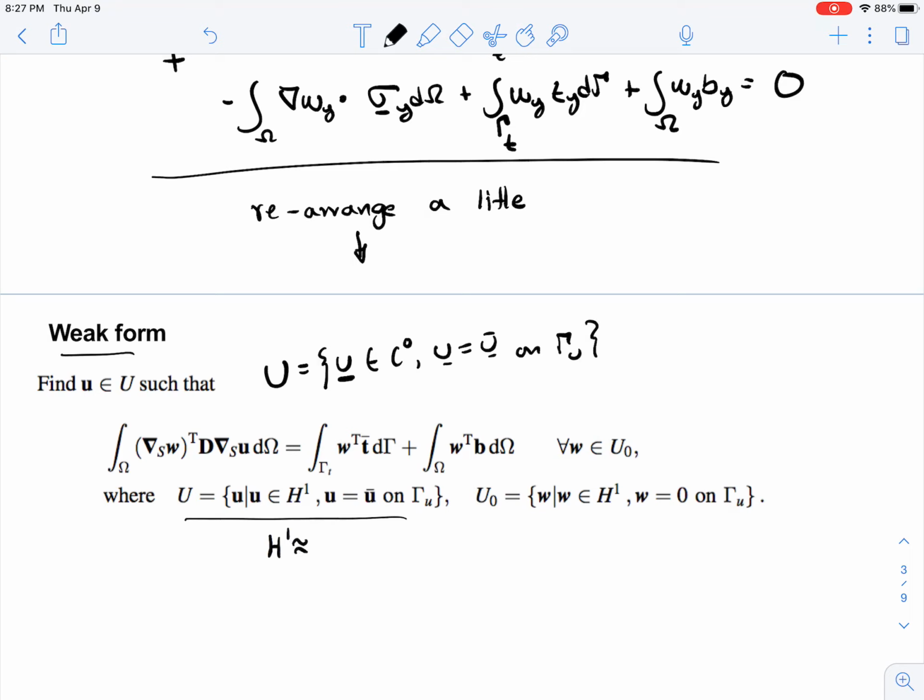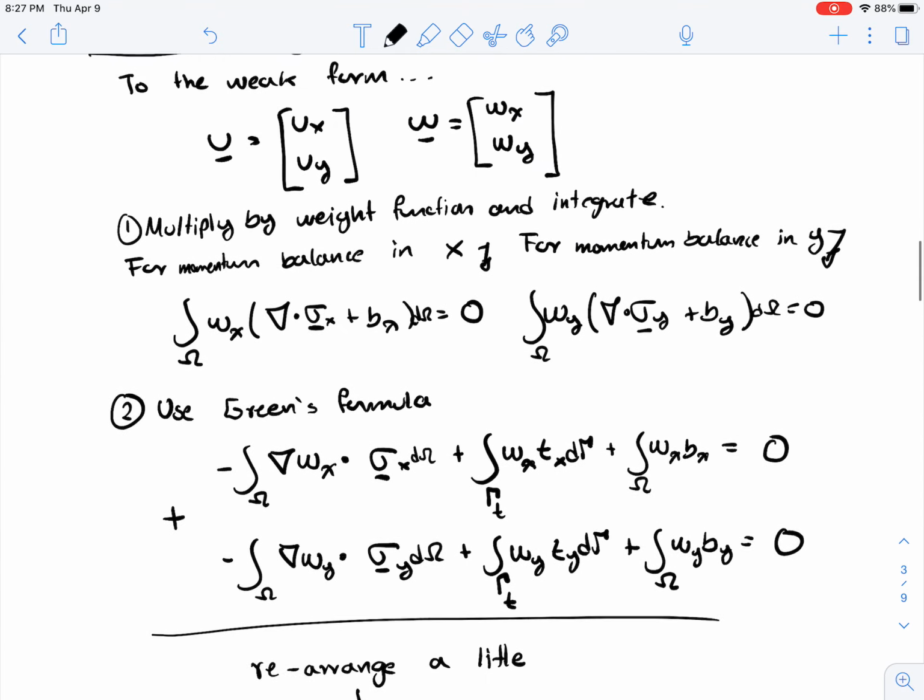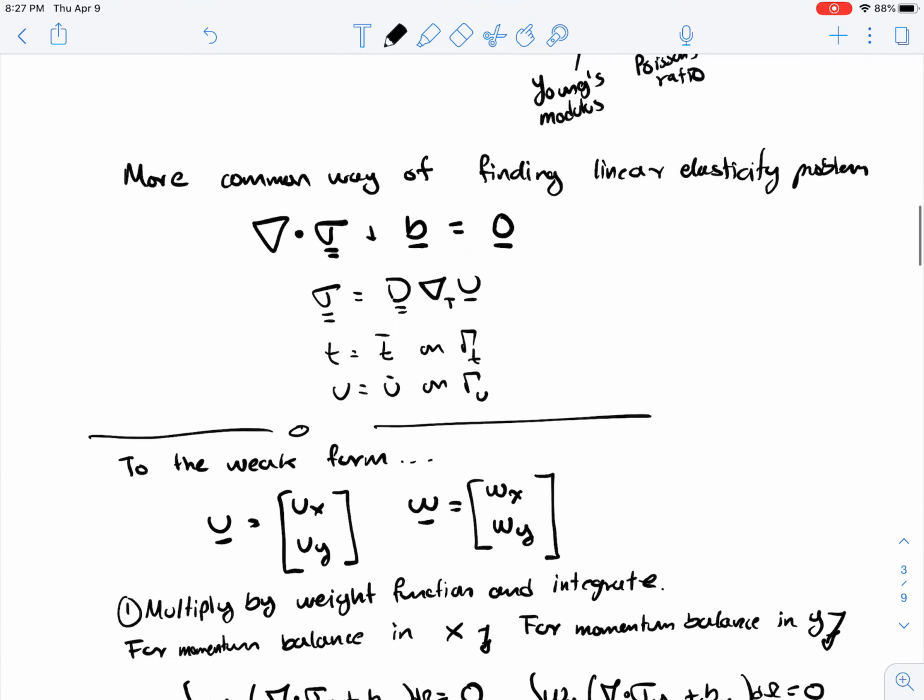Here it says H1. You can think of H1 and C0 as more or less the same. It's not exactly the same, but for this class we won't really cover the difference. And w also belongs to C1 or C0 with w equals 0 on the part of the boundary that has essential boundary conditions. So to recap this part of the lecture, and this is the only part, I'm going to stop here and I'm going to upload a different video for the rest of the lecture.